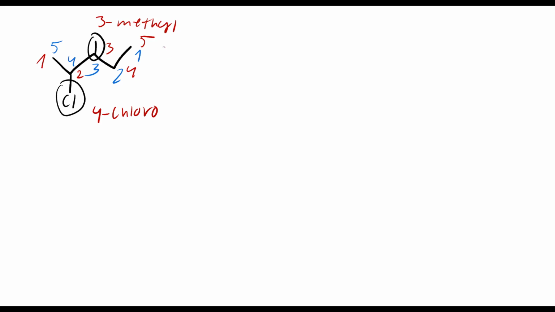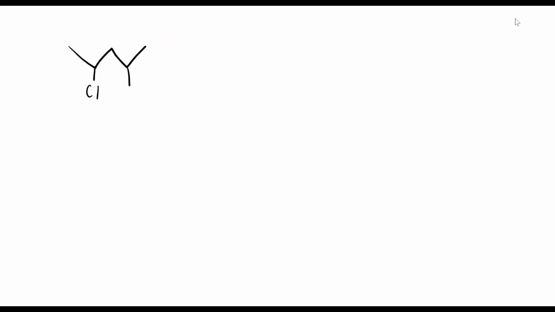So which one am I going to do? Well, since they're both important, we're going to name them by alphabet, right? Alphabetical order. So C comes before M. So we're going to say 4 chloro, 3 methyl. Don't ever forget your hyphen. And this is a what? 5 carbon chain. So this is going to be a pentane. Alright, so 4 chloro, 3 methyl pentane.